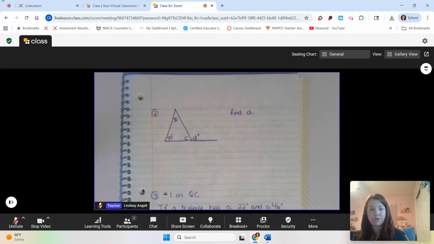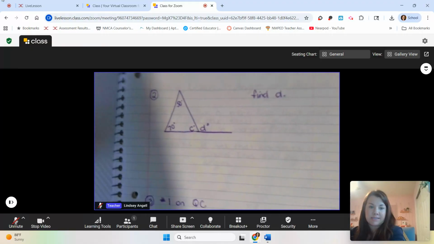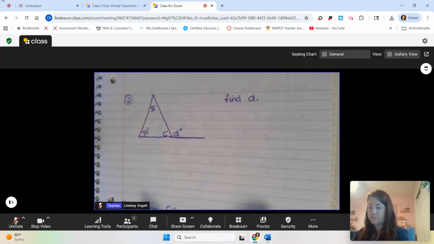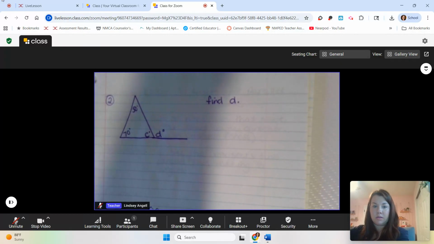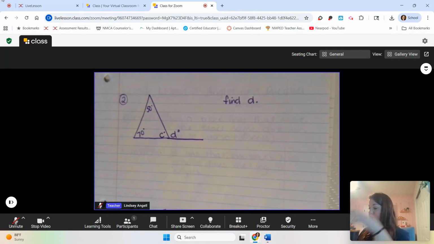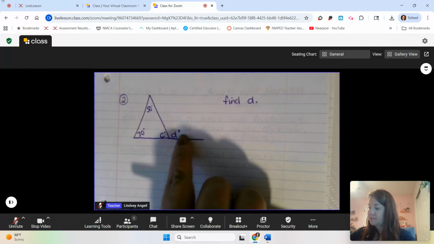Alright, number 2. I didn't write this very well, it's a little too tiny. So here's... I'm trying to get that focused. Alright, so here's our triangle, and it says find D. So that's this measurement here.